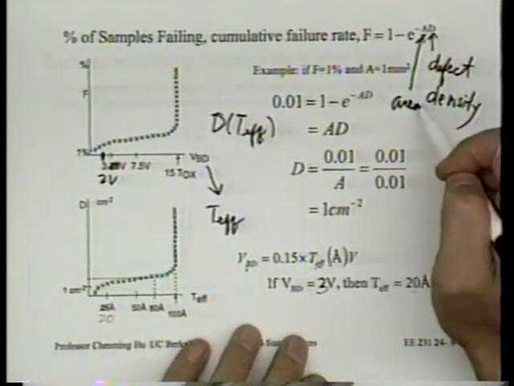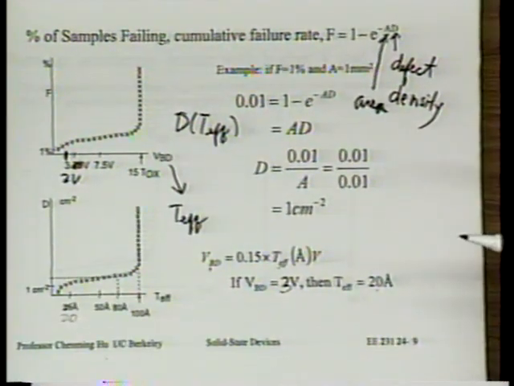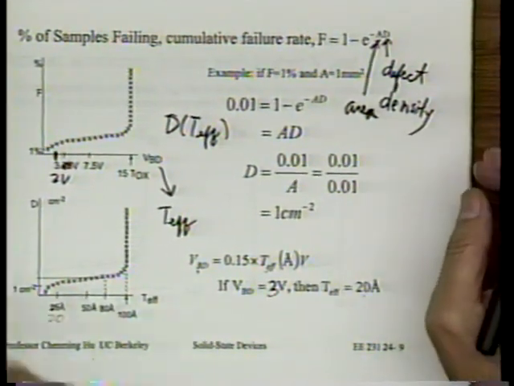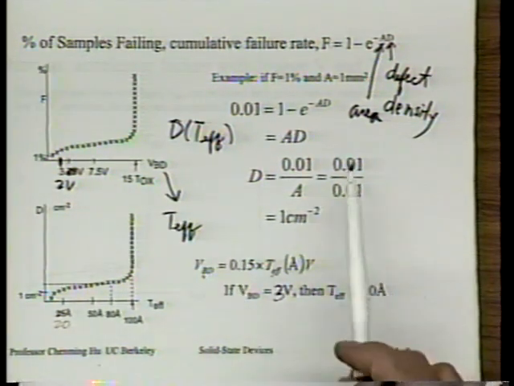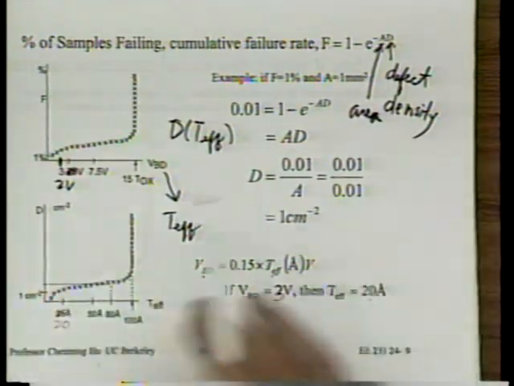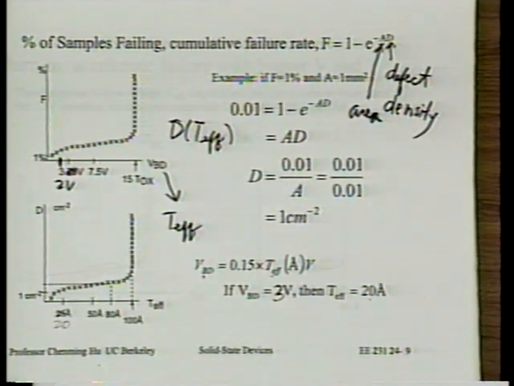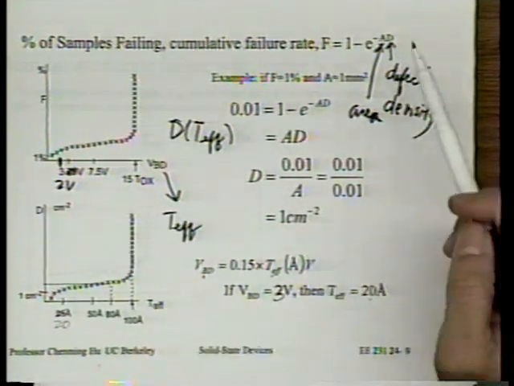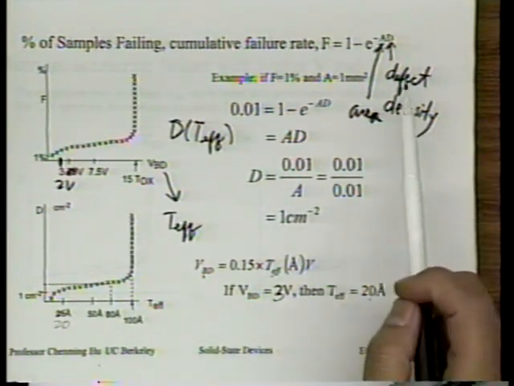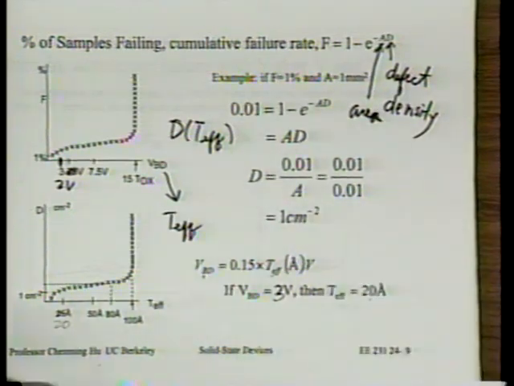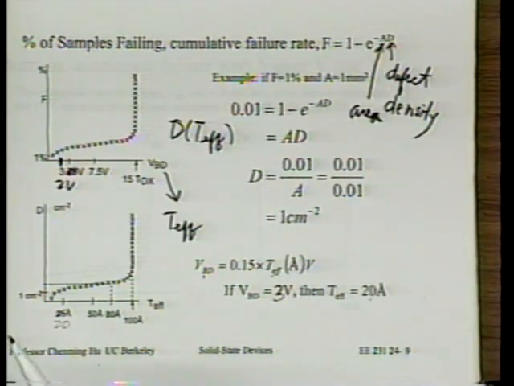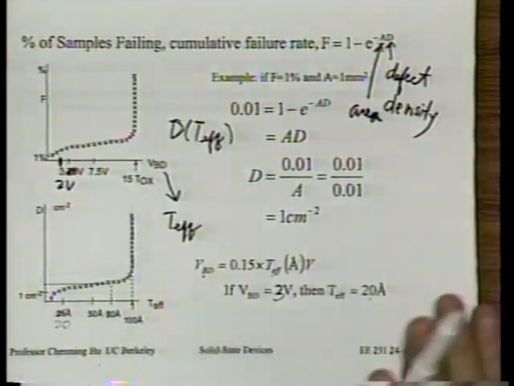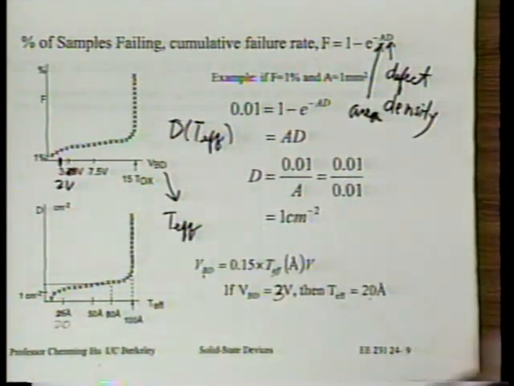Since you're doing this test, you know the area of the capacitor you're testing, right? It's known. If you're trying to predict the failure rate of a product, then you may use the product size, or at least the area of the oxide in the product. The point is that using Poisson statistics, or random distribution of the defects, exponential minus AD is the probability that a sample of size A does not contain a defect.